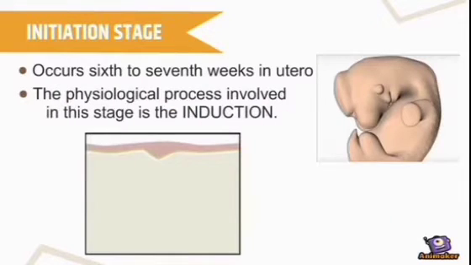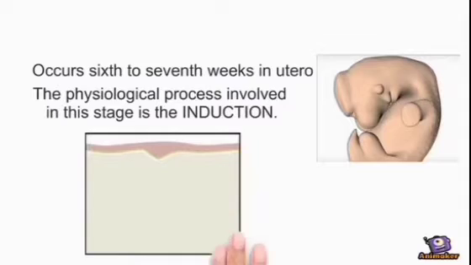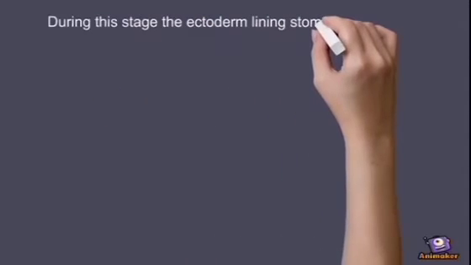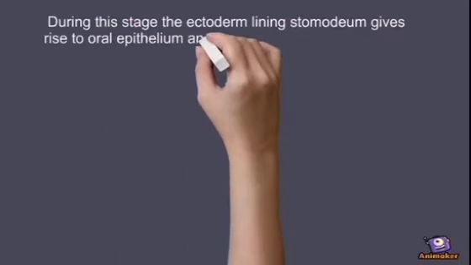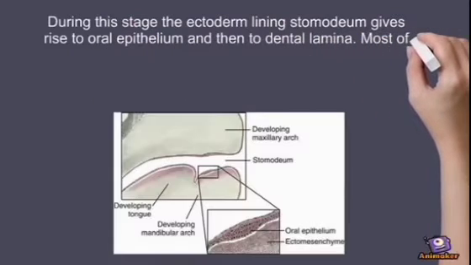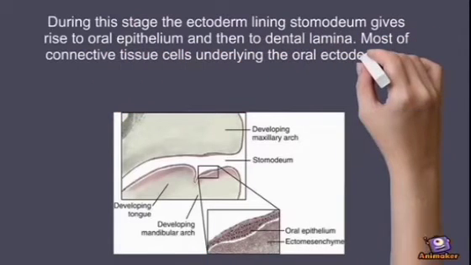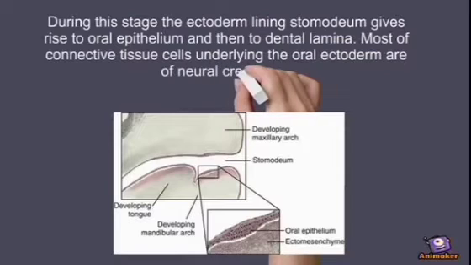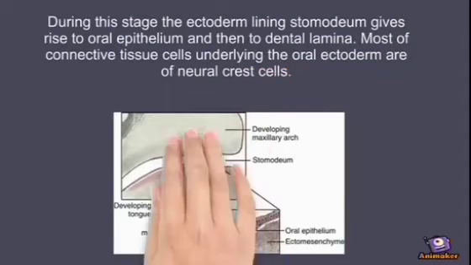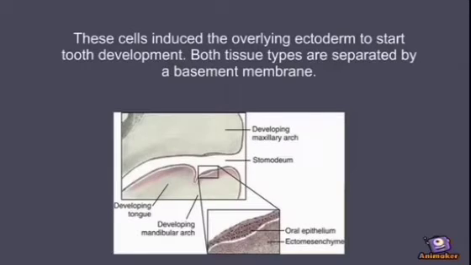The physiological process involved in this stage is the induction. During this stage, the ectoderm lining the stomodium gives rise to the oral epithelium and then to the dental lamina. Most of the connective tissue cells underlying the oral ectoderm are neural crest cells. These cells induce the overlying ectoderm to start tooth development. Both tissue types are separated by a basement membrane.